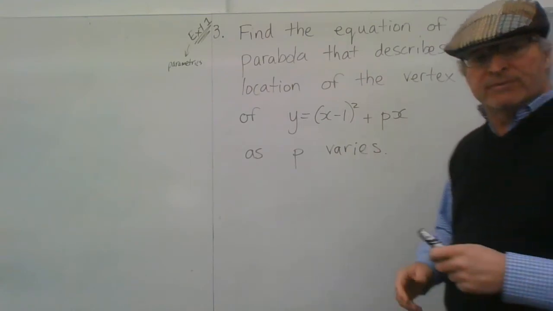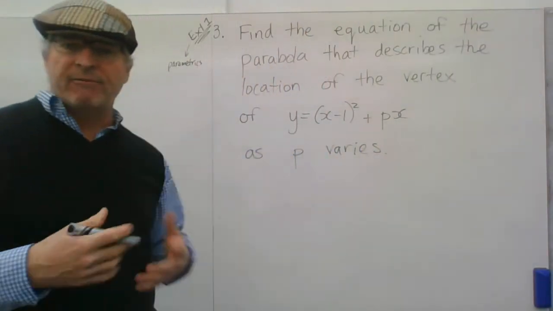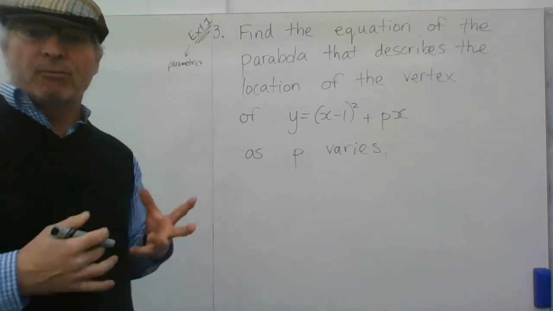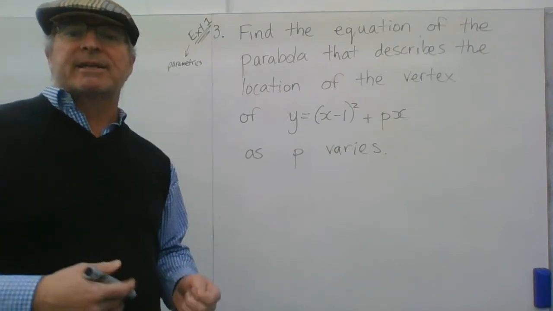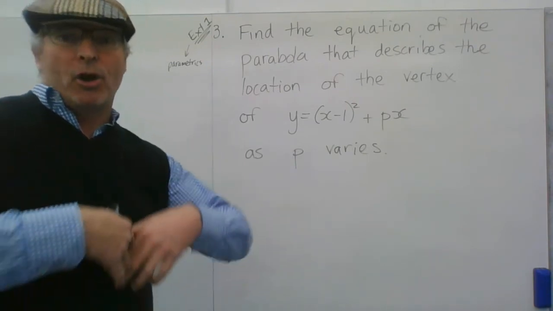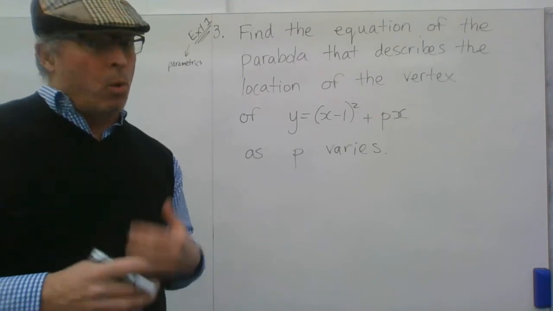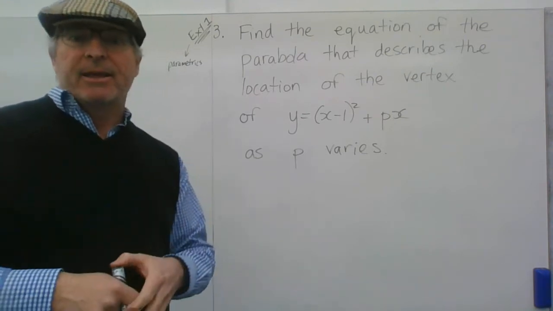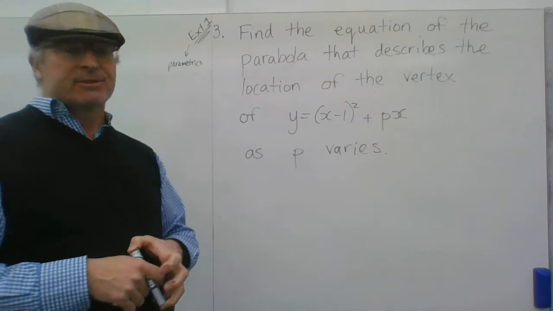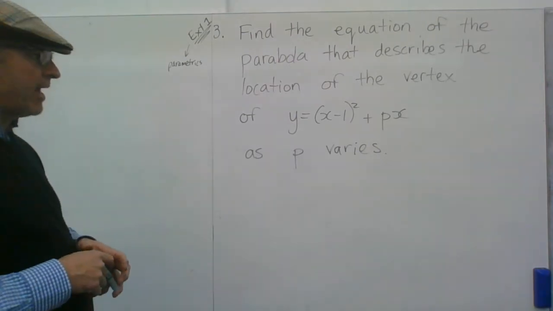Our parabola moves around the number plane as we change the value of P, but it moves around in a certain way such that its vertex follows a different parabola. What parabola is that? That's what we want to find. So how are we going to go about that?